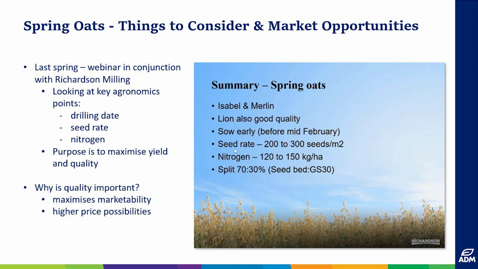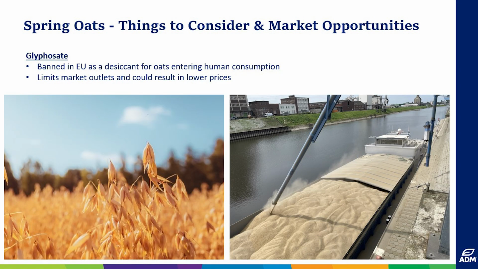But finally, the reason this is important is it gives you an increased marketability. For export grades, you need to be achieving 52 kilos per hectare. So therefore, if you can maximize getting specific weights at this level or above, it's going to give you more access to wider markets.